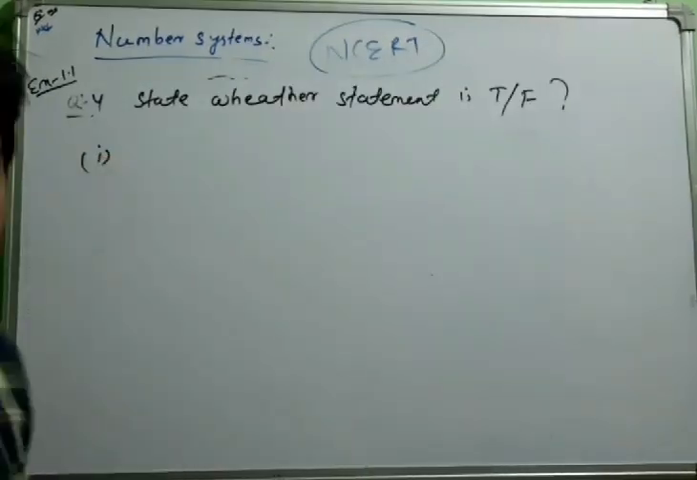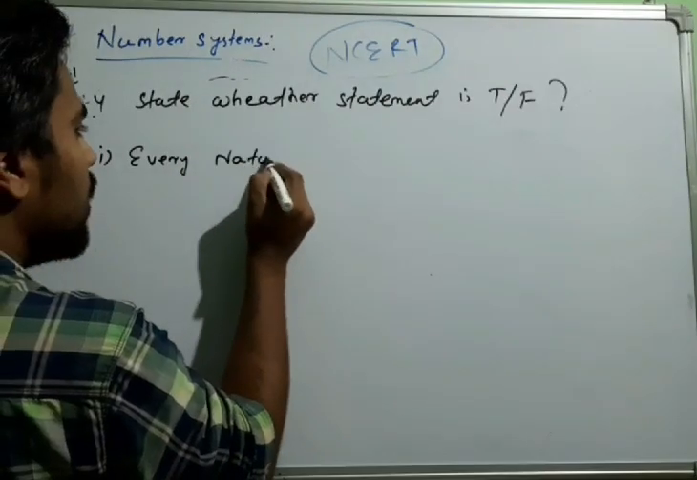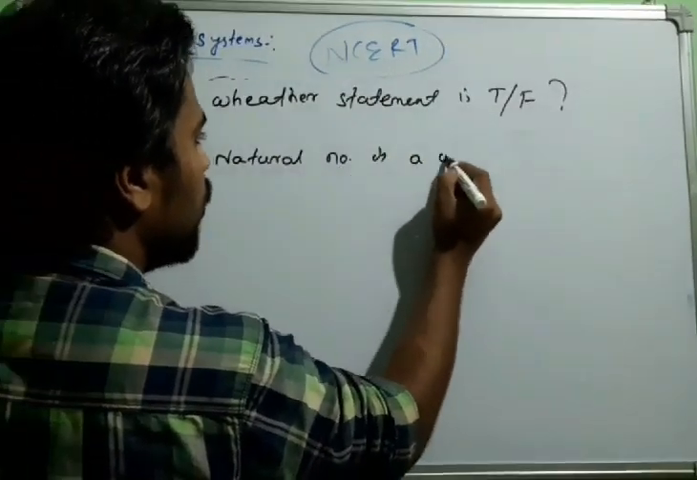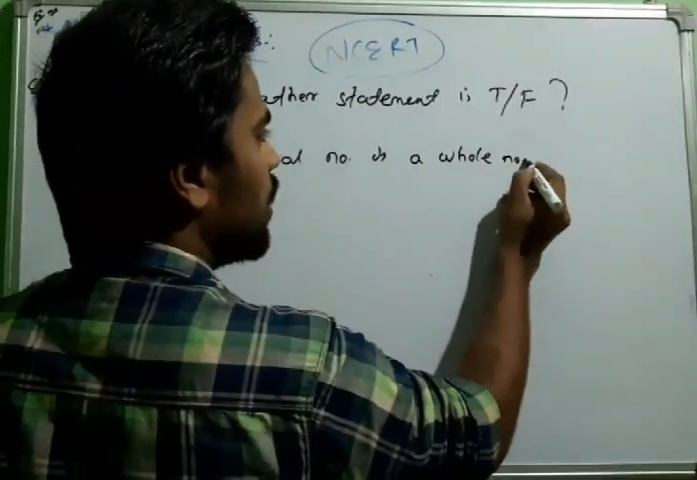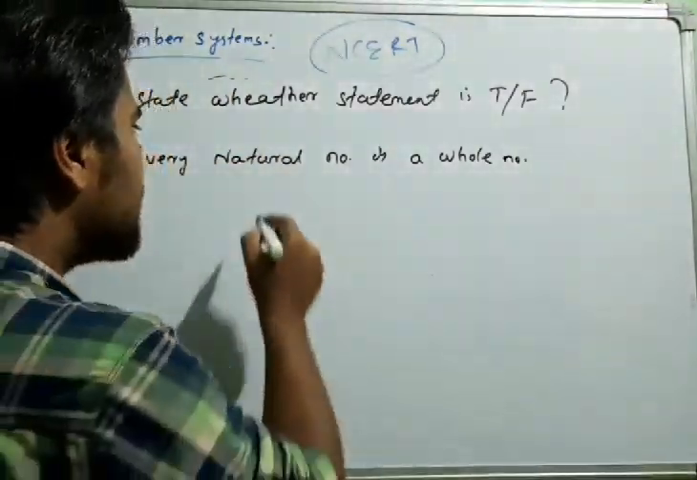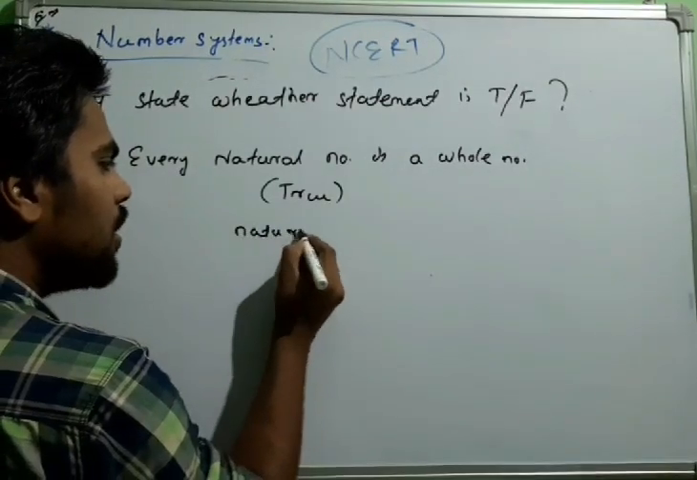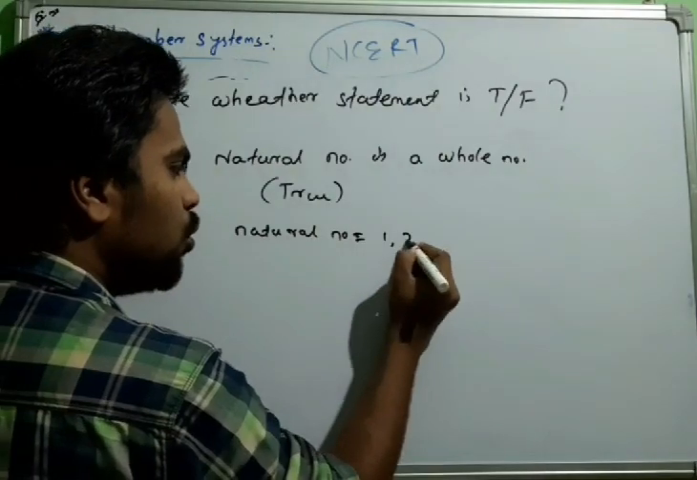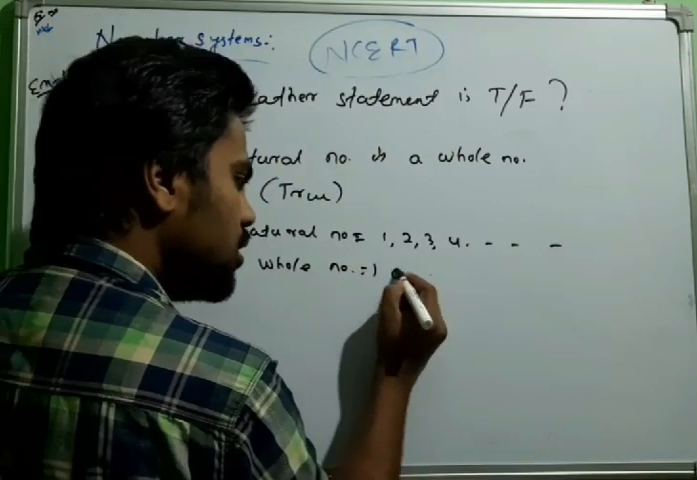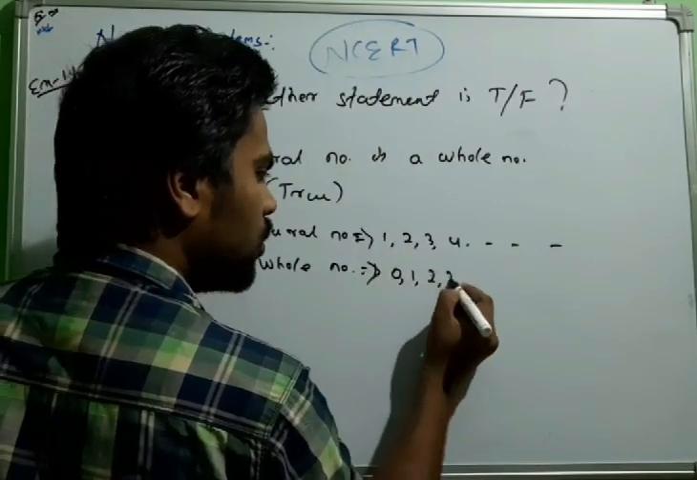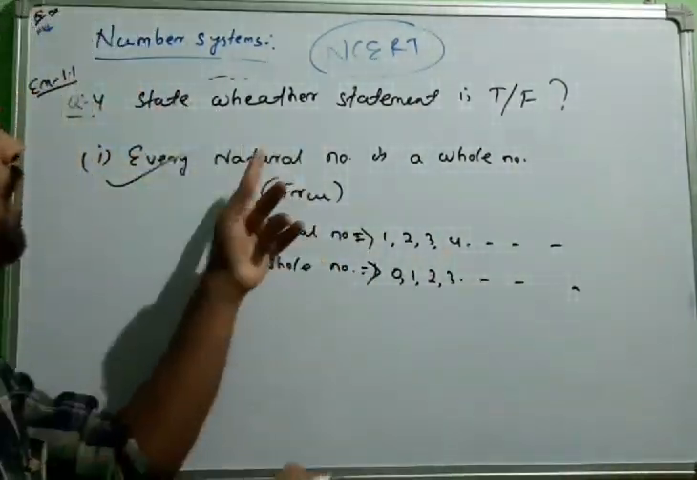The first statement is: every natural number is a whole number. Tell me, is it true or false? Yes, it is true. Every natural number is a whole number. How? Just see, natural numbers can be written as 1, 2, 3, 4, like this. Whole numbers we can write by only adding 1 more, that means 0, 1, 2, 3, 4, like this. So every natural number comes under whole numbers or not? So it is true. Every natural number is a whole number.